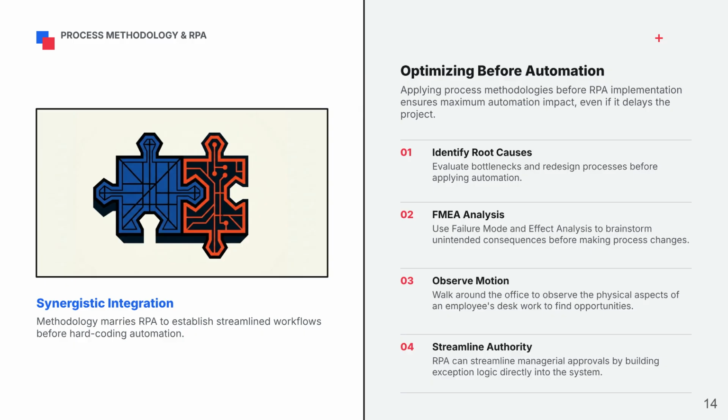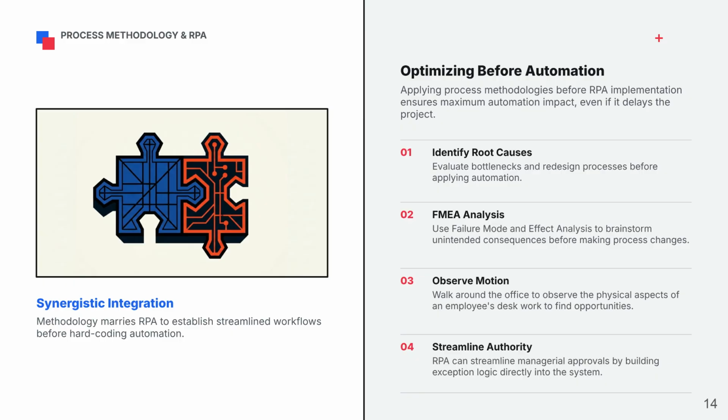Before implementing robotic process automation, organizations should first optimize the underlying business process. Automating a poorly designed workflow only allows inefficiencies and errors to occur more quickly. This is why process improvement methodologies and RPA should work together. The first step is to identify the root causes of problems. Instead of immediately automating a process with delays or repeated errors, the organization should analyze why these issues occur. Once the bottlenecks are understood, the workflow can be redesigned to make it simpler and more efficient.